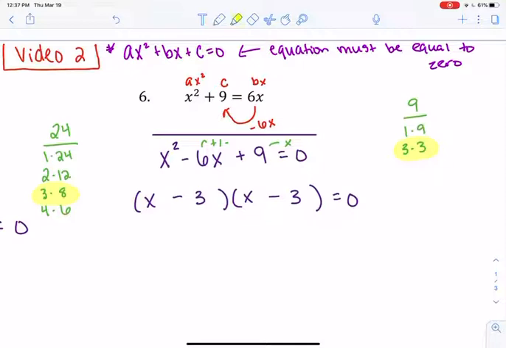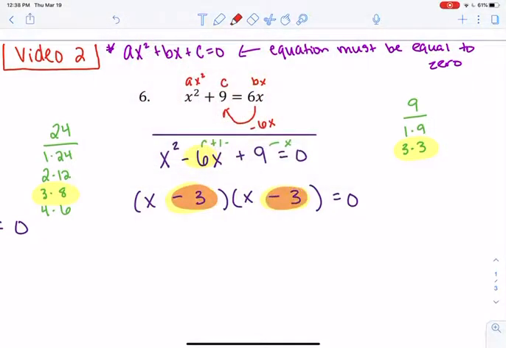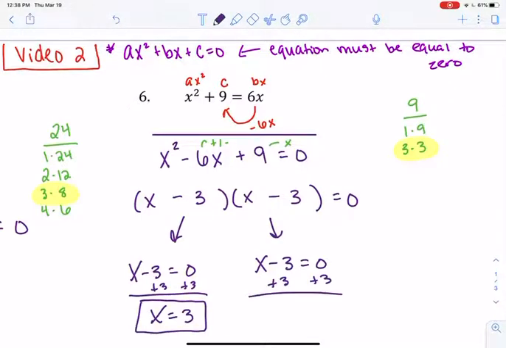And remember, like I did on the first page, you can always do a check. Is minus 3 minus 3 negative 6? Yeah. Is negative 3 times negative 3 positive 9? Yes. So that all works out. Now we're ready to set each equal to 0. So x minus 3 equals 0 and x minus 3 equals 0. We'll add 3 to each side. So x is positive 3. And add 3 over here, and x is positive 3.